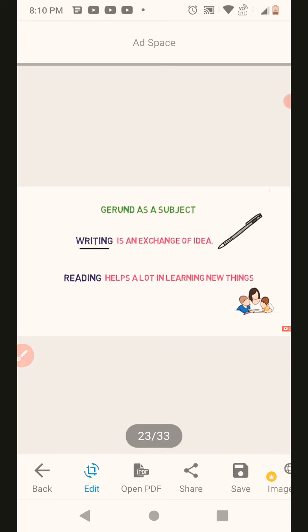Again, in this example, you can see gerund as a subject. Writing is an exchange of ideas. Reading helps a lot in learning new things. Here again, writing and reading are in the subjective case and writing is the subject of the verb is, and in the second sentence, reading is the subject of the verb helps. So it is gerund as a subject. It is ending with ing and it does not change according to the tense, number, and person.